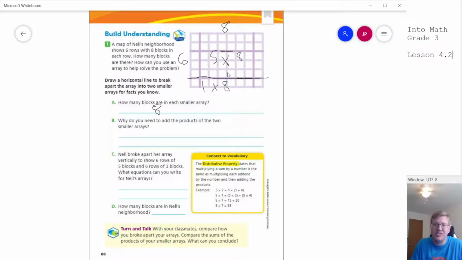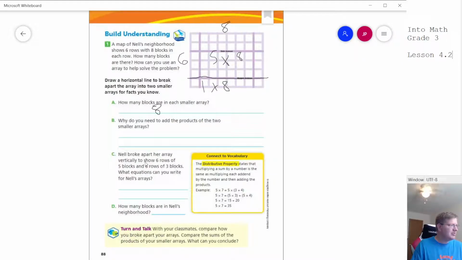So that's one of the reasons why we use this, is so we can start with something that's easier to work with that everybody can skip count by, and then we can work our way up from there. Why do you need to add the products? Well, if we don't add the products together, we're not going to get the total amount. So if I just take the 40 and stop there, or I take the 8 and stop there, I'm not going to get the complete answer. I'm going to need to add both of those together.